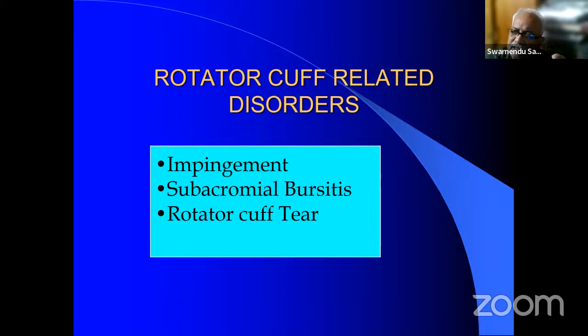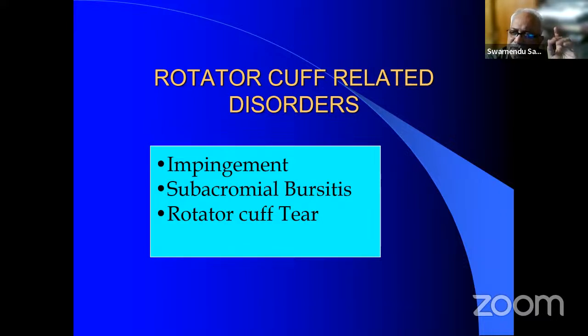Then remember, it is not done only at 0. It has to be done at 0, 30, 60, and 90. And look at the face of the patient, to see whether he is apprehending that it might dislocate. So that's why it is known as the apprehension test.